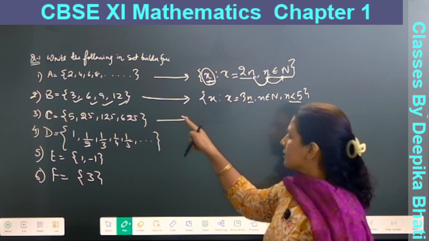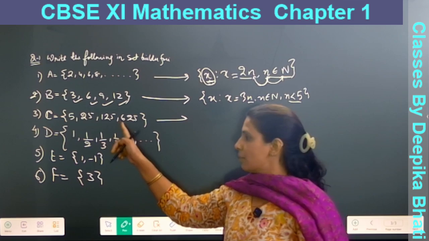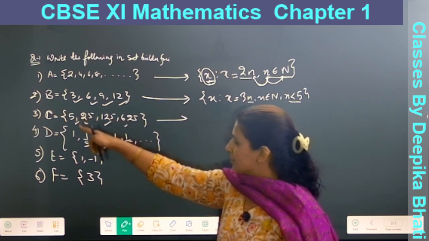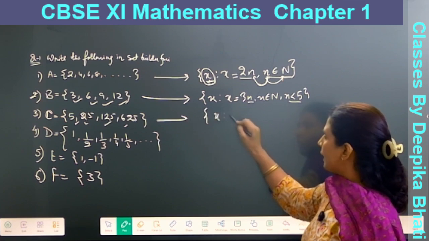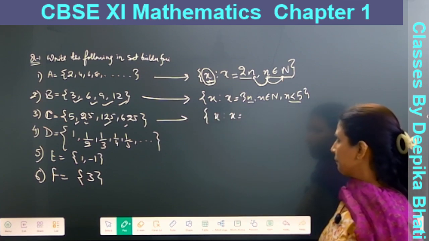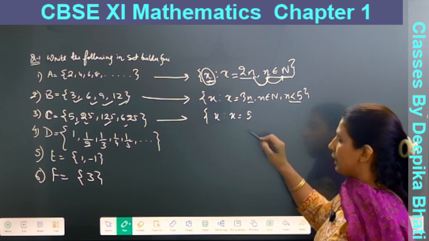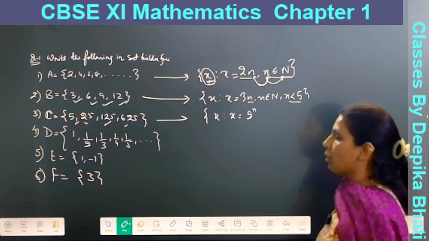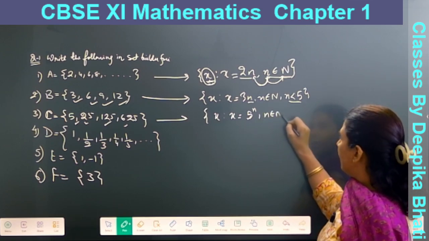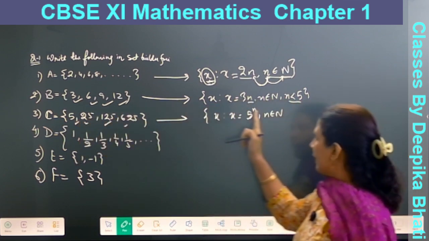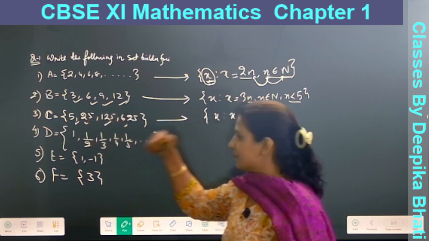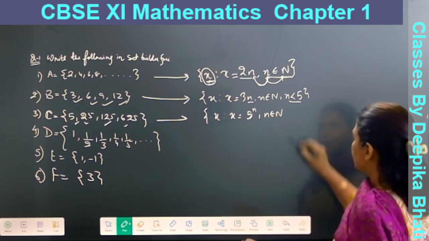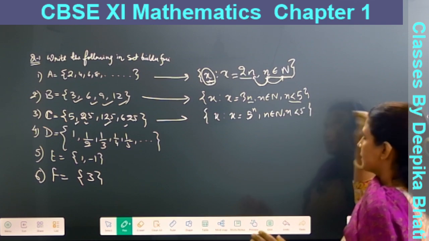So if I come to this, these are not multiples of 5, you can understand this set. So how should we write it? X is such that x is equal to 5 raised to power n. Here we have an exponential form. When the value of n is 1, it will become 5. When the value of n is 2, it will become 25, 5 square is 25, 5 cube is 125, 5 raised to power 4 is 625. So we should stop n again at 5.